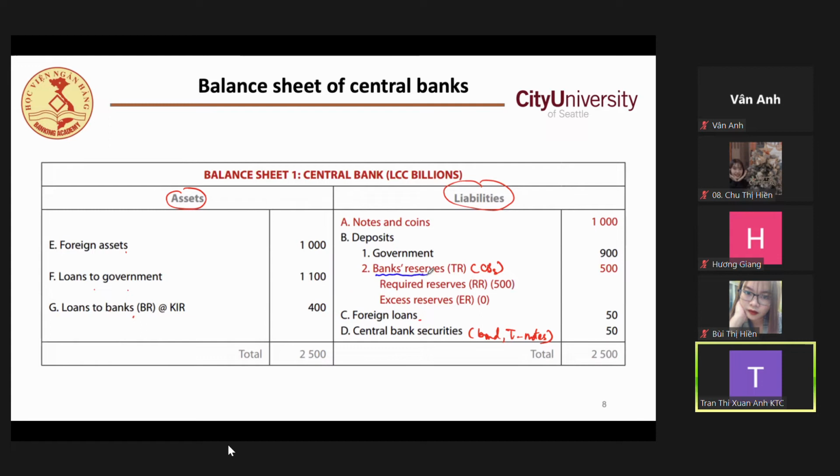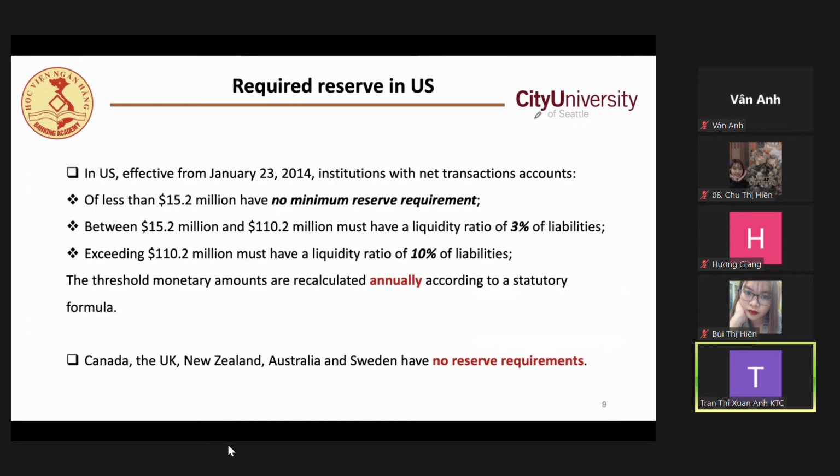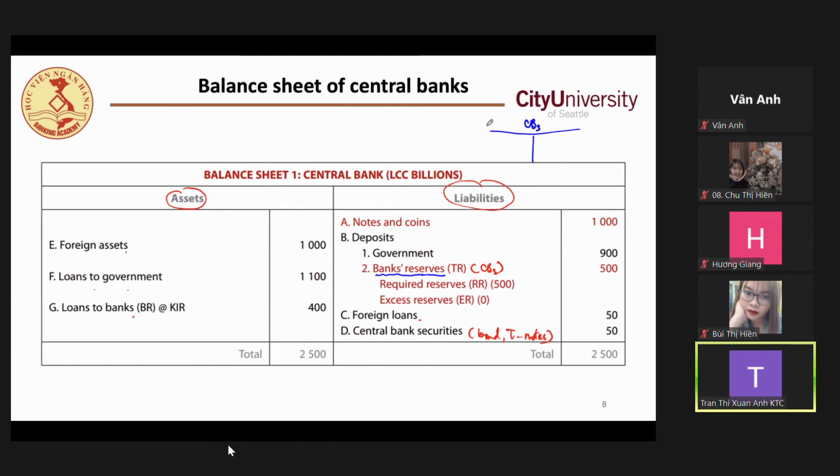The bank reserves, what does it mean? So here is the commercial bank. Let's say here is the balance sheet of the commercial bank. So we also have the asset side and the liabilities side, or what we call the capital. The liability means the commercial bank takes money from deposits. They get money from deposits.